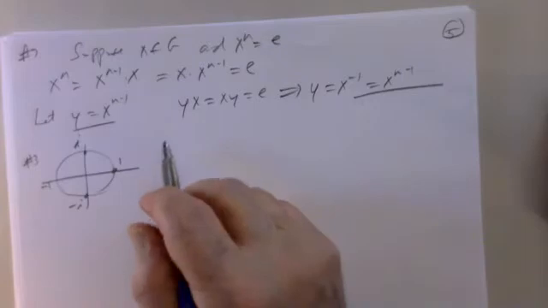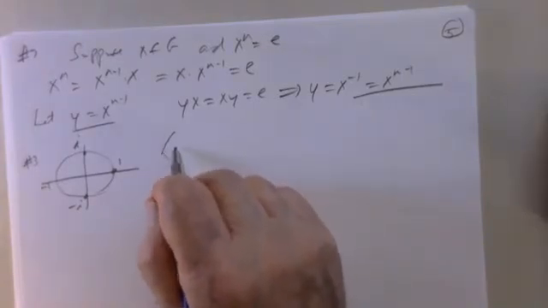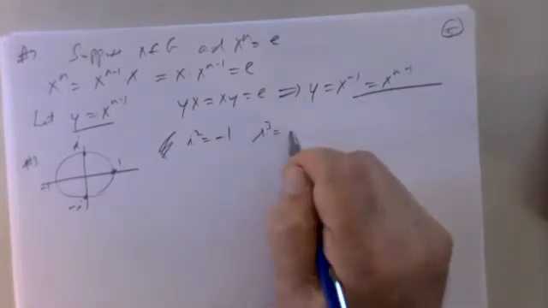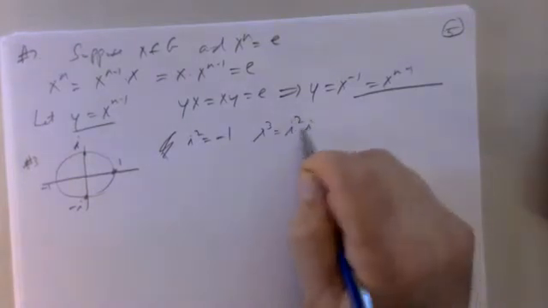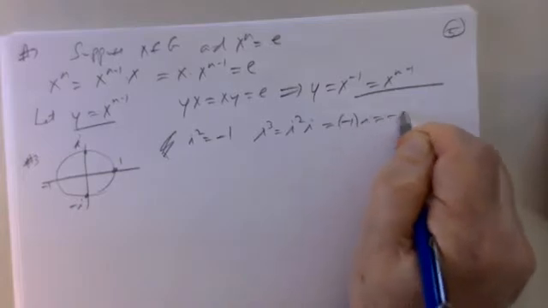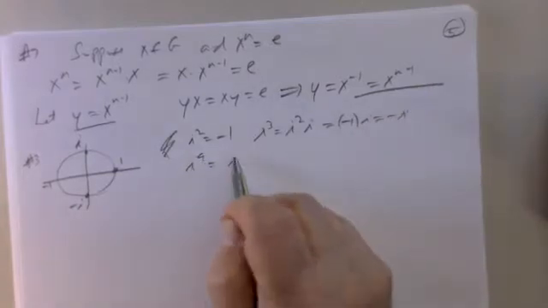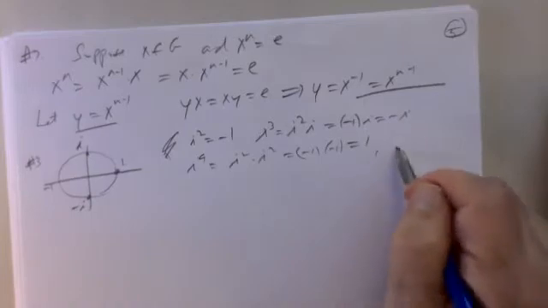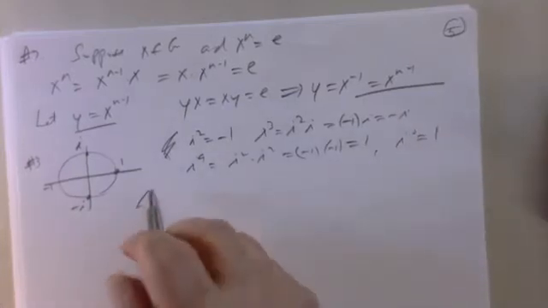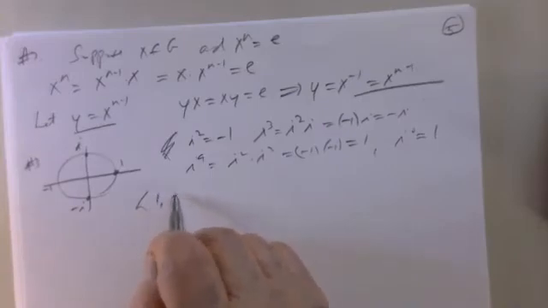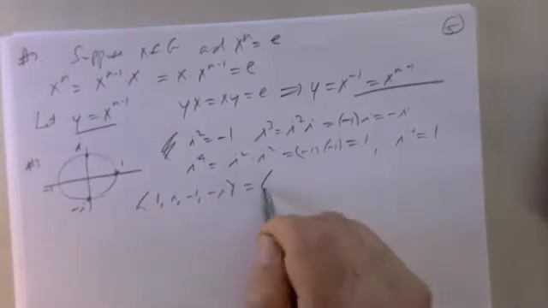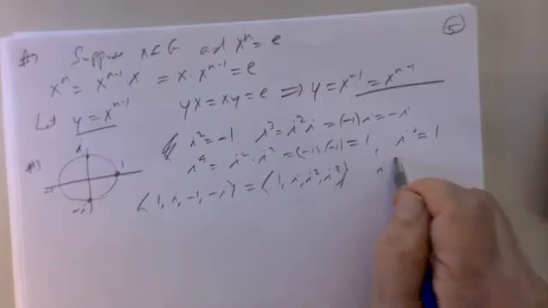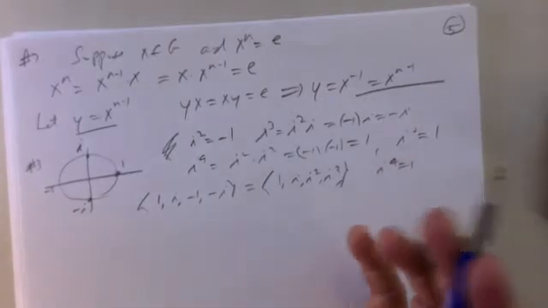And so you remember I squared is -1. I cubed is I squared times I, which is -1 times I, which is minus I. I to the fourth is I squared times I squared, -1 times -1 is +1. And of course, I to the 0 is 1. So this set, 1, I, minus 1, minus I, is the same as the set 1, I, I squared, I cubed, where I to the fourth equals 1.